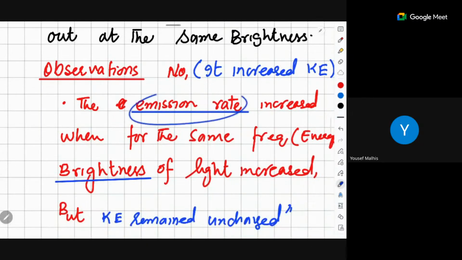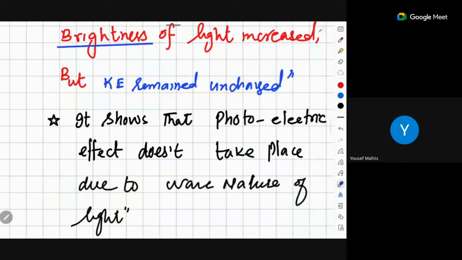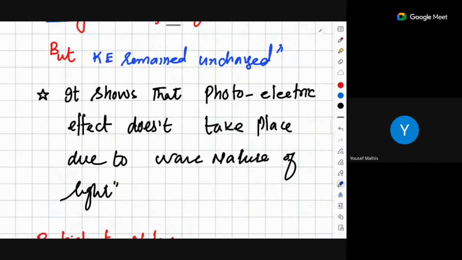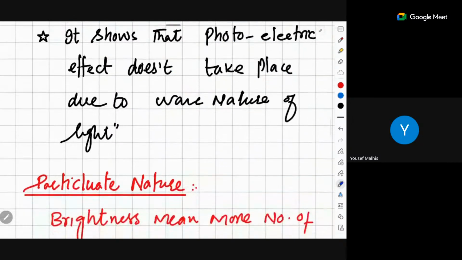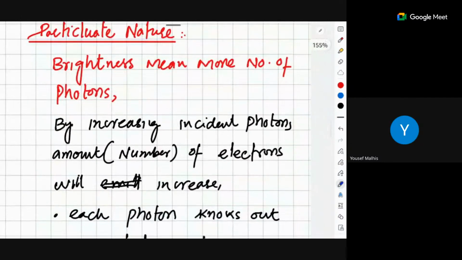And secondly, the rate of emission, which is the electron emission, or which is called the current basically, was not increased by frequency. It increased when you increased the brightness of the light, while you kept the KE unchanged. This shows that the photoelectric effect does not take place due to the wave nature of the light. It's very simple. I will give you some detailed notes as well, right? But there was a particulate nature, the explanation of particulate nature.